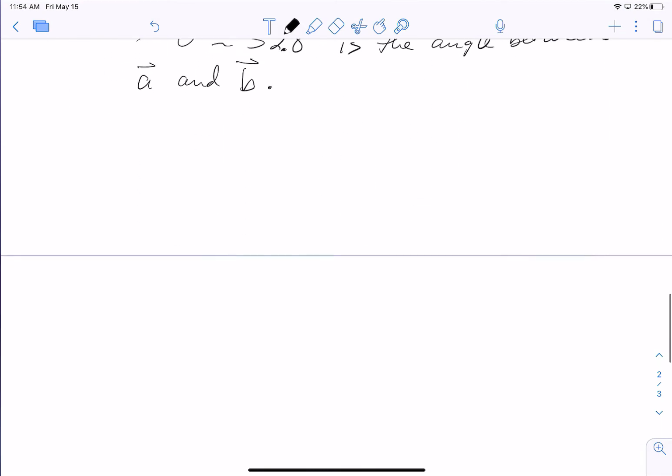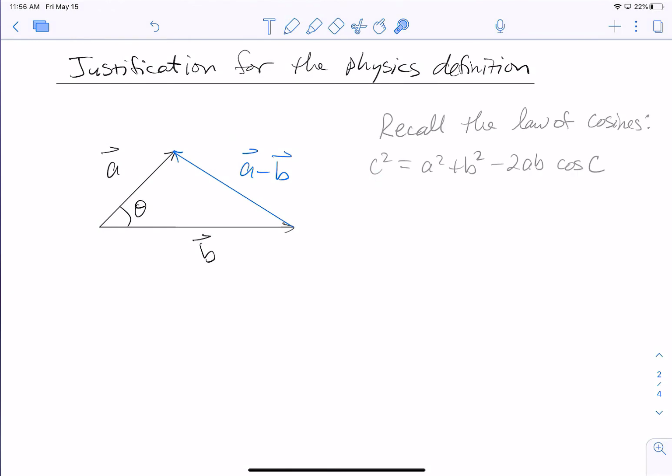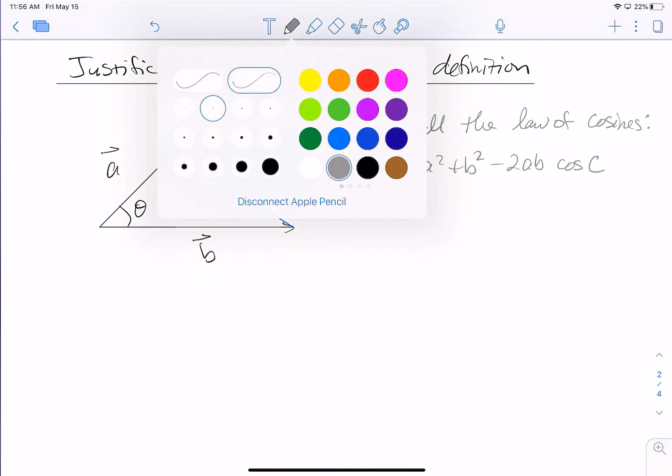Now we're going to see a justification for the physics definition. We have here a diagram with two vectors A and B, and I am drawing the vector A minus B. You can confirm that using geometry that is the case. And let's recall the law of cosines. It says that c squared is equal to a squared plus b squared minus 2ab times the cosine of c. Important thing to keep in mind here, the c squared on the left-hand side of this equation and the angle c on the right-hand side of the equation are opposite each other in the triangle that the law of cosines is being applied to.